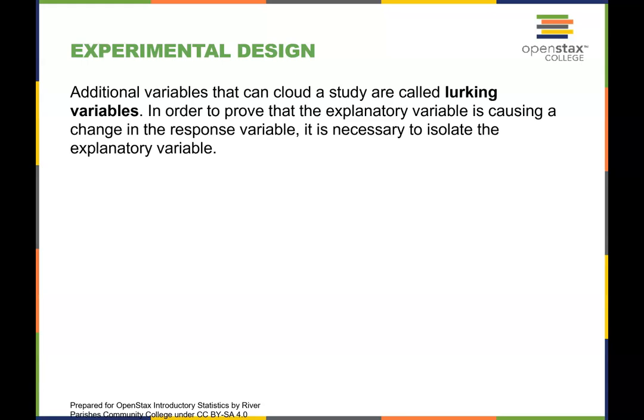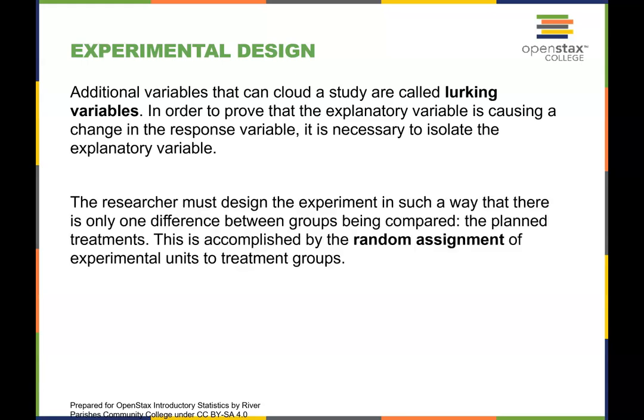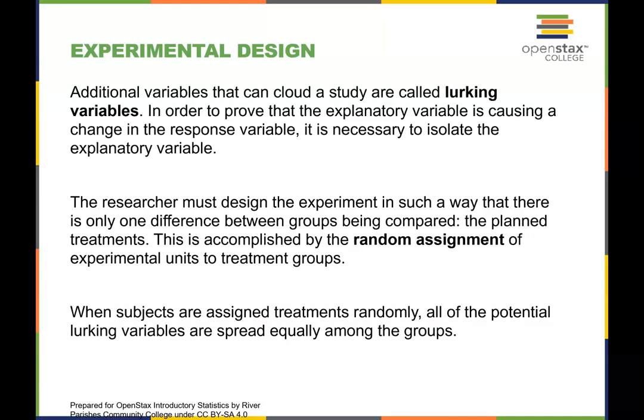So we really want to try to minimize that. It's hard, especially in observational studies, where it's not a controlled lab. It's really hard to get rid of all the lurking variables. The researcher must design the experiment in such a way that there is only one difference between groups being compared: the planned treatments. This is accomplished by the random assignment of experimental units to treatment groups. When subjects are assigned treatments randomly, all of the potential lurking variables are spread equally among the groups.